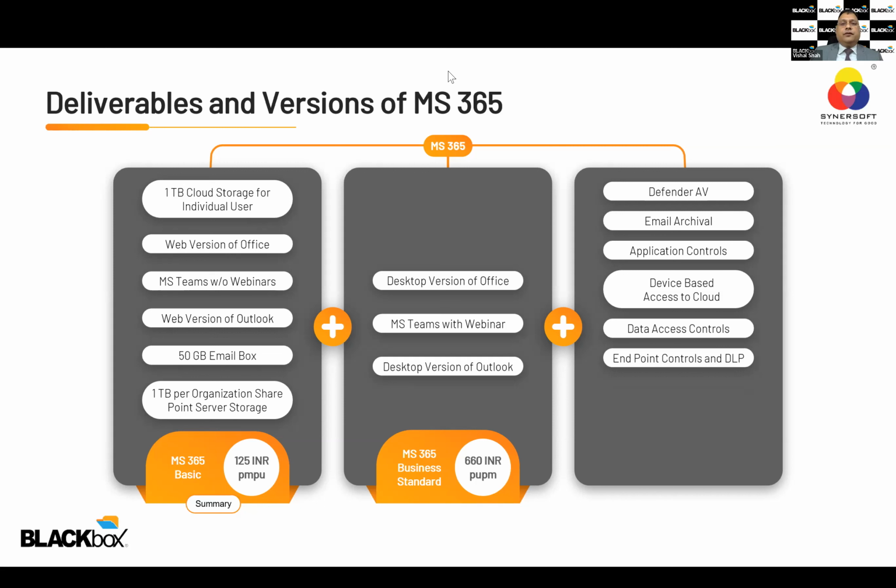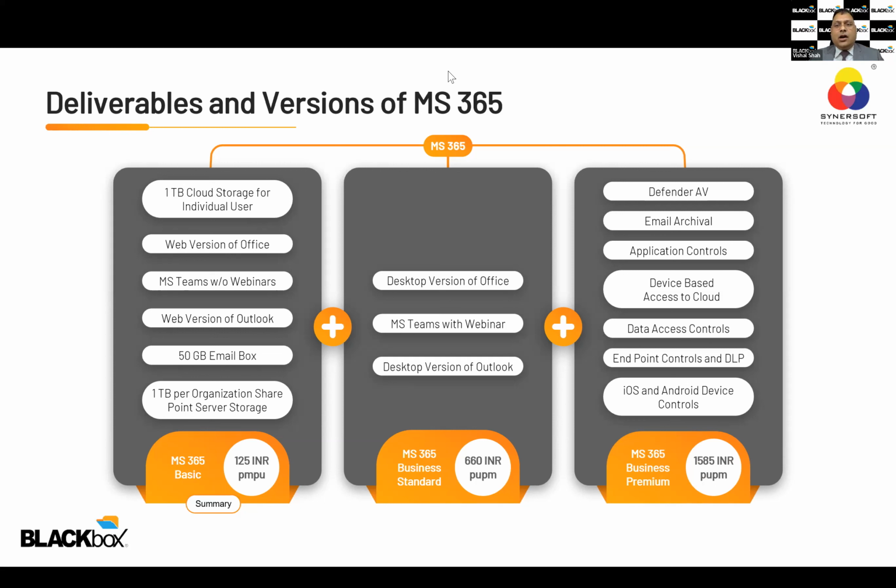And in case it is expected to be delivered from Microsoft, all these things, meaning 1 terabyte of cloud storage, desktop version of Office, desktop version of Outlook, then all the policies, then they charge 1,585 INR per user per month. These costs are downloaded from Microsoft's website.